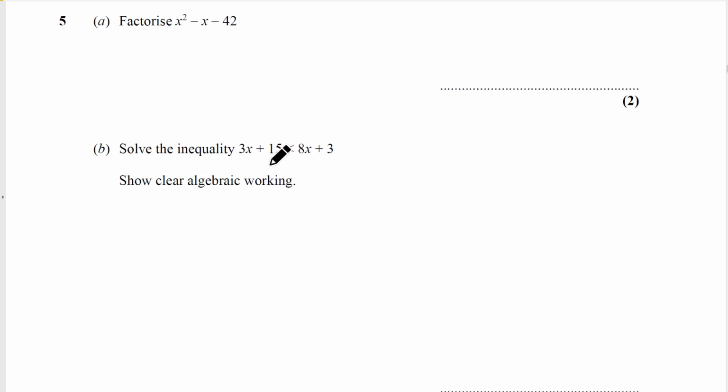Factorise this. We should be very good at this. Factors to make 40 minus 42. It's got to be 6 and 7. One of them's got to be a minus. It's minus 7. x plus 6, x minus 7. You can expand that to double check if you're right, if you have time.